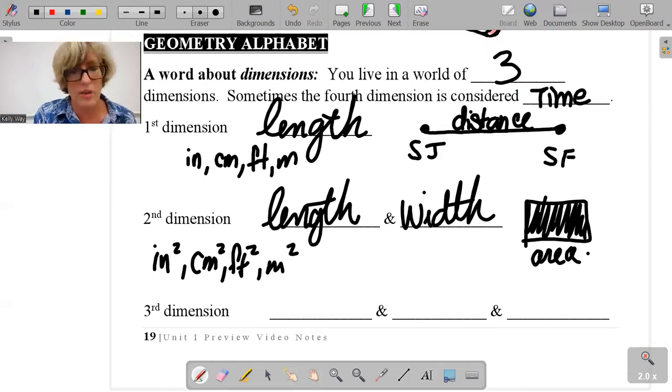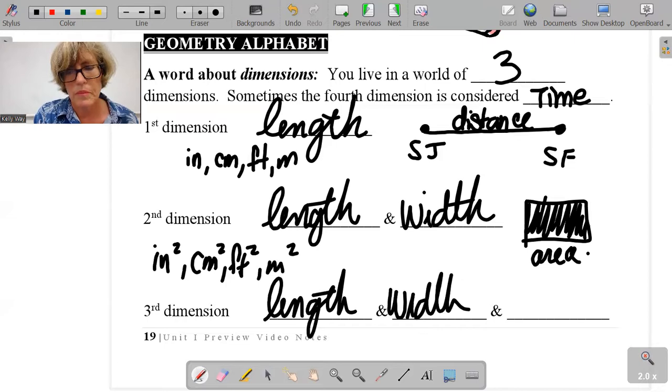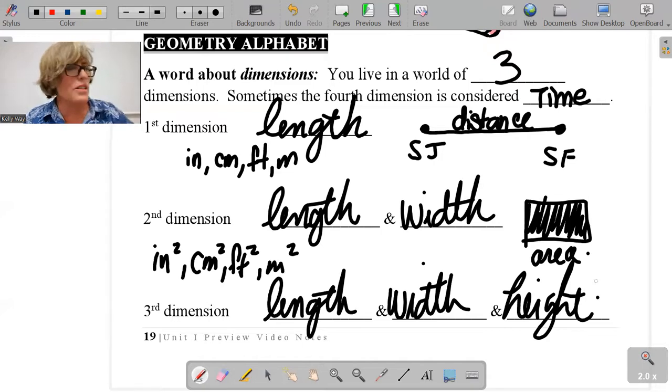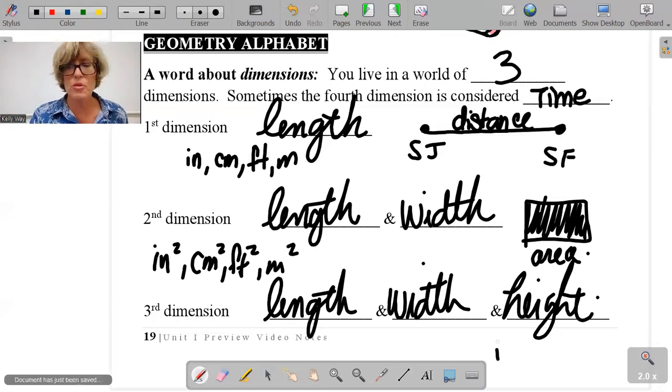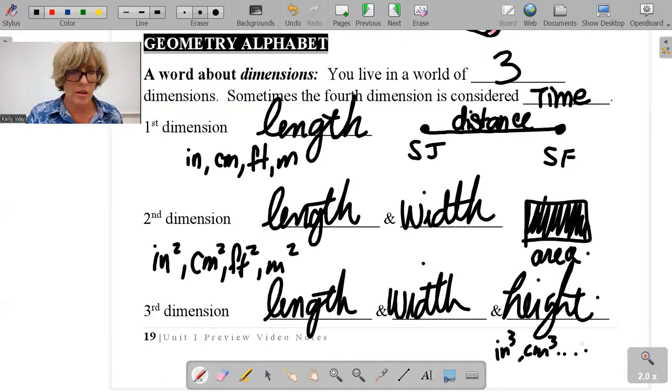Things that have length, width, and height, anything you can physically get your hands on per se, like my teacup, that is 3 dimensions. And when we're talking about 3-dimensional measurement, we use inches cubed, centimeters cubed, etc. The dimensions impact the exponents. Technically, this is inch to the first dimension because it's the first. We usually don't include it.